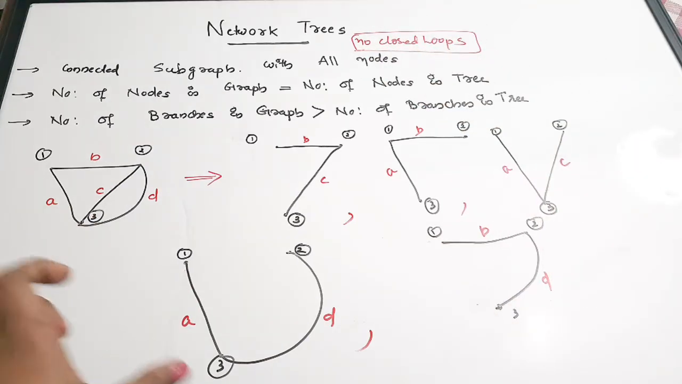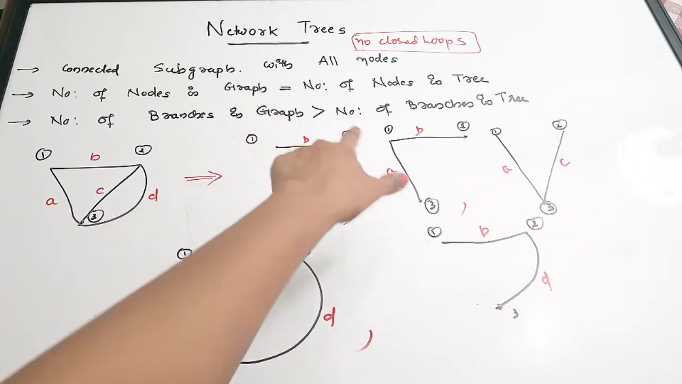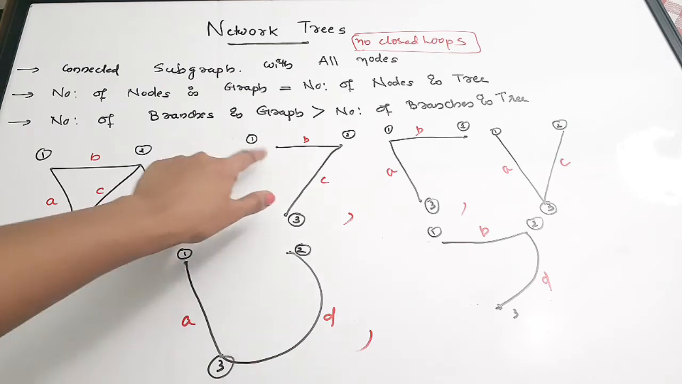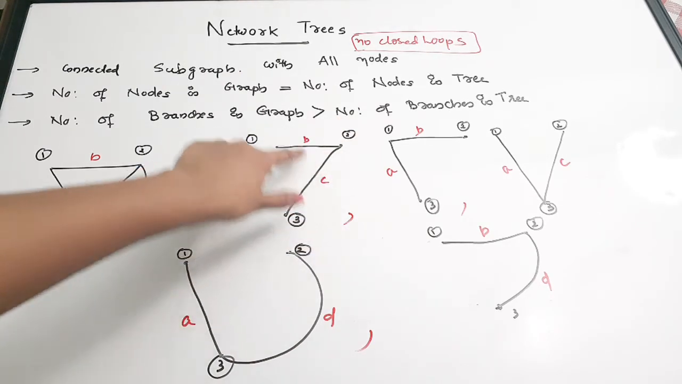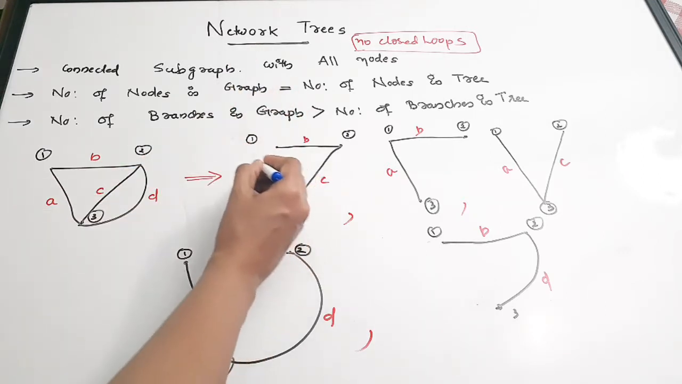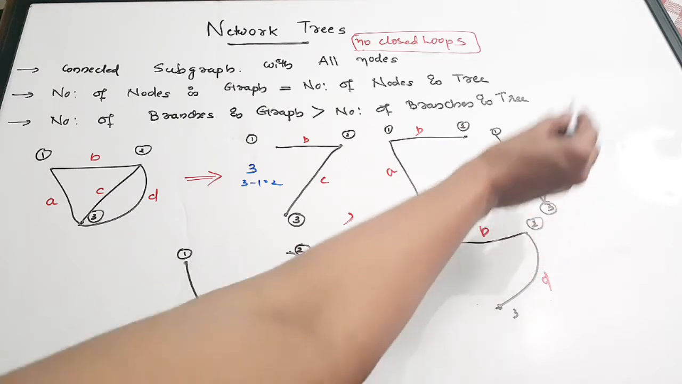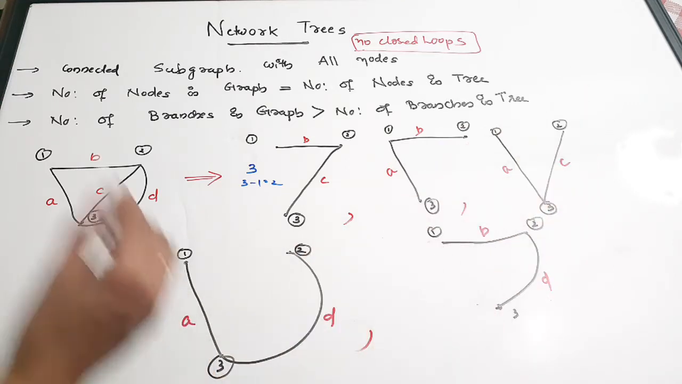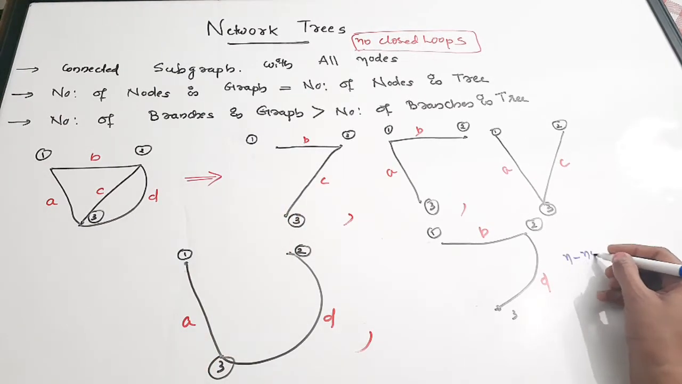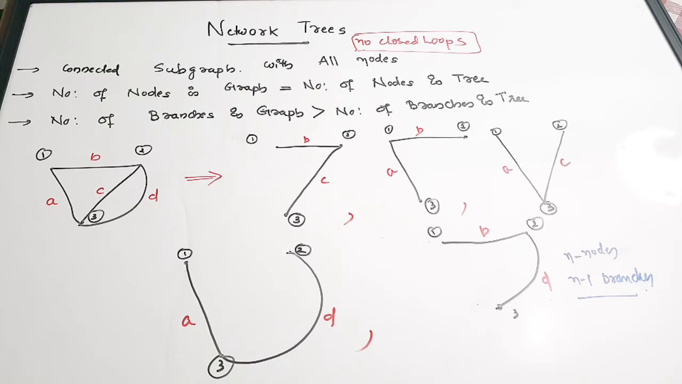Okay. So, if you observe the trees individually, you can see that in the tree, there are n number of nodes and n minus 1 number of branches. So, if n is the number of nodes in the tree, then there is n minus 1 number of branches. See here. Here n is 3. And 3 minus 1, which is 2 number of branches are only present. Here also 2 branches. Here also 2 branches. Here also 2 branches. Here also 2 branches. Okay. So, in general, these trees have n nodes and n minus 1 branches. Okay. So, this is the general way of a tree.